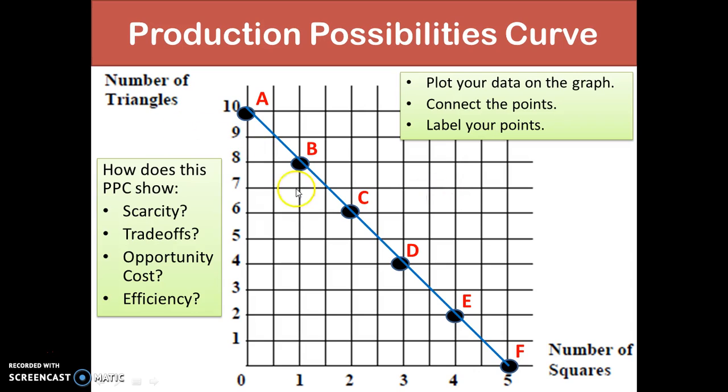Trade-offs, you can only produce triangles or squares, and to make more of one, you have to give up some of the other. Opportunity cost, we gave up 2 triangles to make 1 square, and efficiency, any point on the line is efficient. A point here is inefficient, as is a point out here. It's not yet possible.